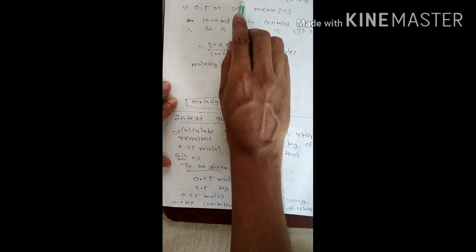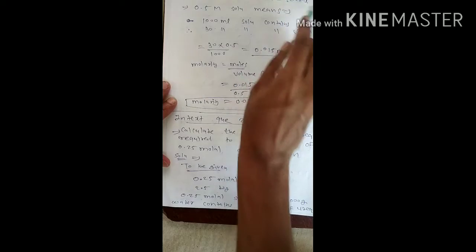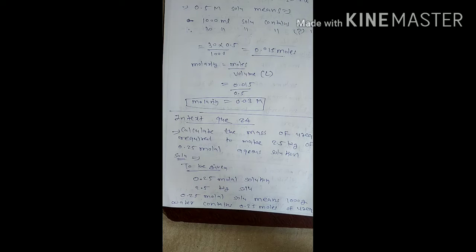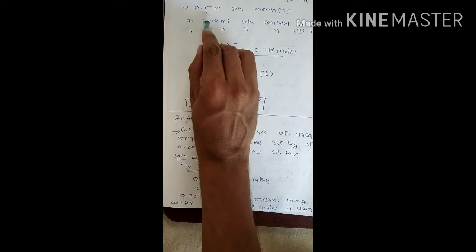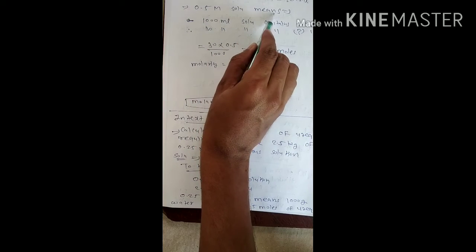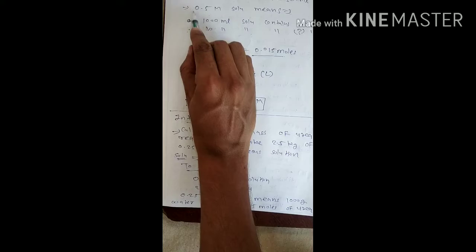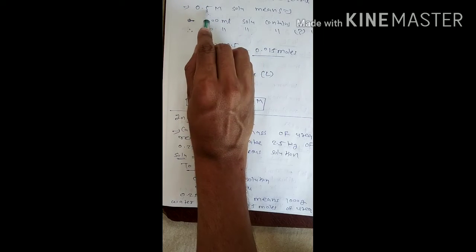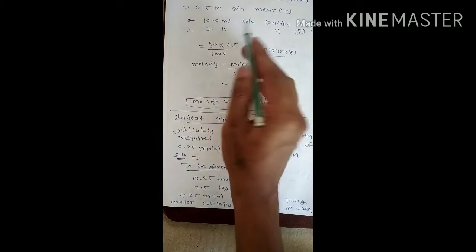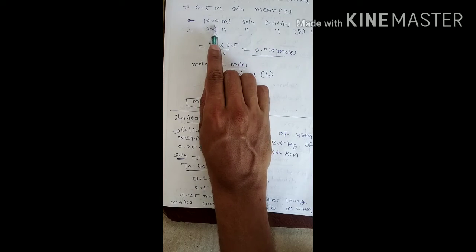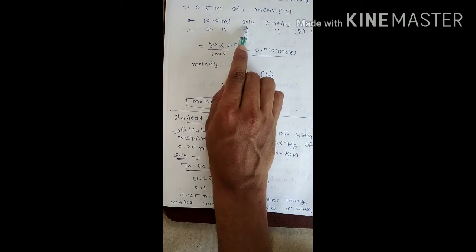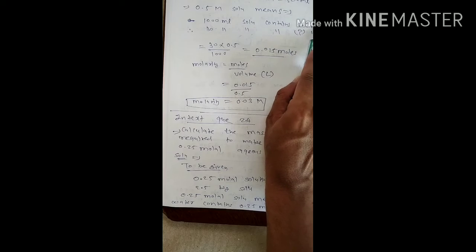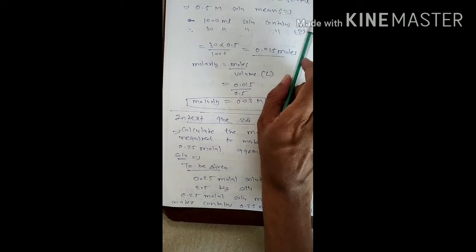Volume of new solution, that is 500 ml. Okay, this much values we have in the question. Now to calculate that, 0.5 molar solution means, no meaning to the 0.5 M, capital M, 0.5 molar. No meaning to the 1000 ml solution contains 0.5 moles of solute.